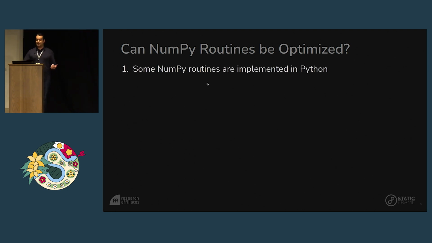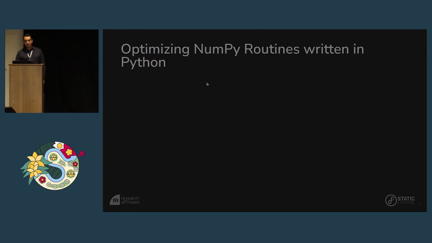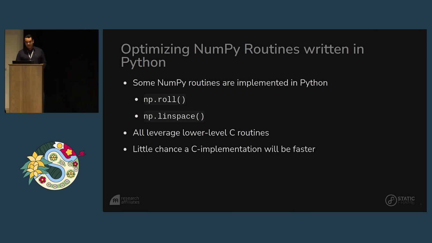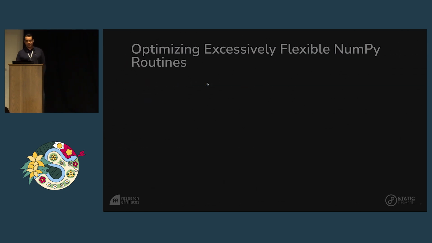Well, I think there's two things to consider. One is that some NumPy routines are implemented in Python, so maybe there's an opportunity there. And two, many NumPy routines do more than we need, and I'll explain what I mean. So, as I mentioned, some NumPy routines are actually implemented in Python. If you look at the source code for np.roll or np.linspace, you'll see that they are just implemented in Python. But they're all leveraging lower-level C routines, and as such, there's little chance a C implementation will be faster. So that's generally not going to be an opportunity.